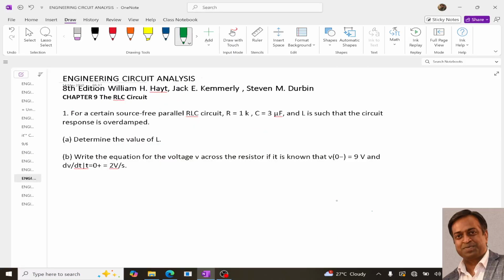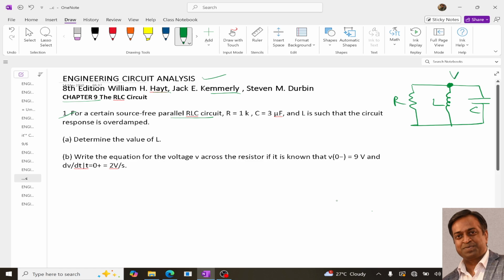Hello guys, in this video I am going to explain the solution of question number 1 from chapter 9 of the book Engineering Circuit Analysis by Hayt, Kemmerly and Durbin. The question says that for a certain source free RLC circuit, the RLC circuit is just a parallel combination of resistor, inductor and capacitor. Over here we assume that this node voltage is V.